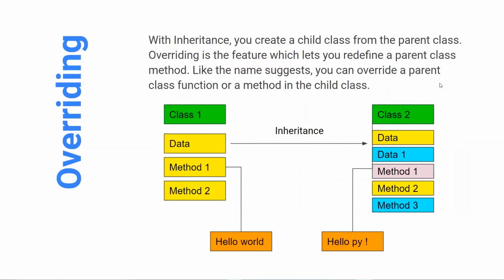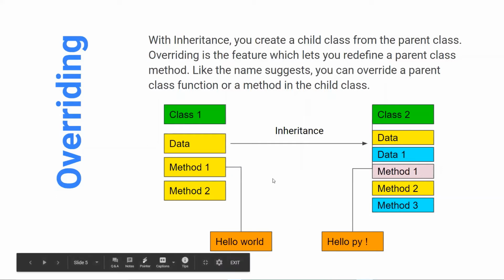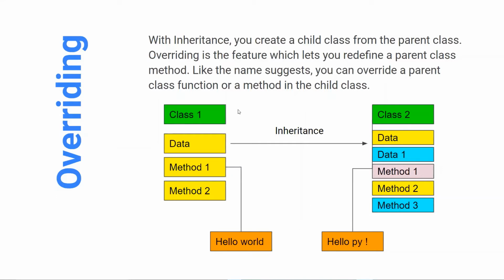So first of all, we have class 1, which has the properties data, method 1 and method 2. Then we have class 2, whose properties are data 1 and method 3. Class 2 is a child class and class 1 is a parent class. So class 2 inherits the properties of class 1, which are the data, method 1 and method 2.